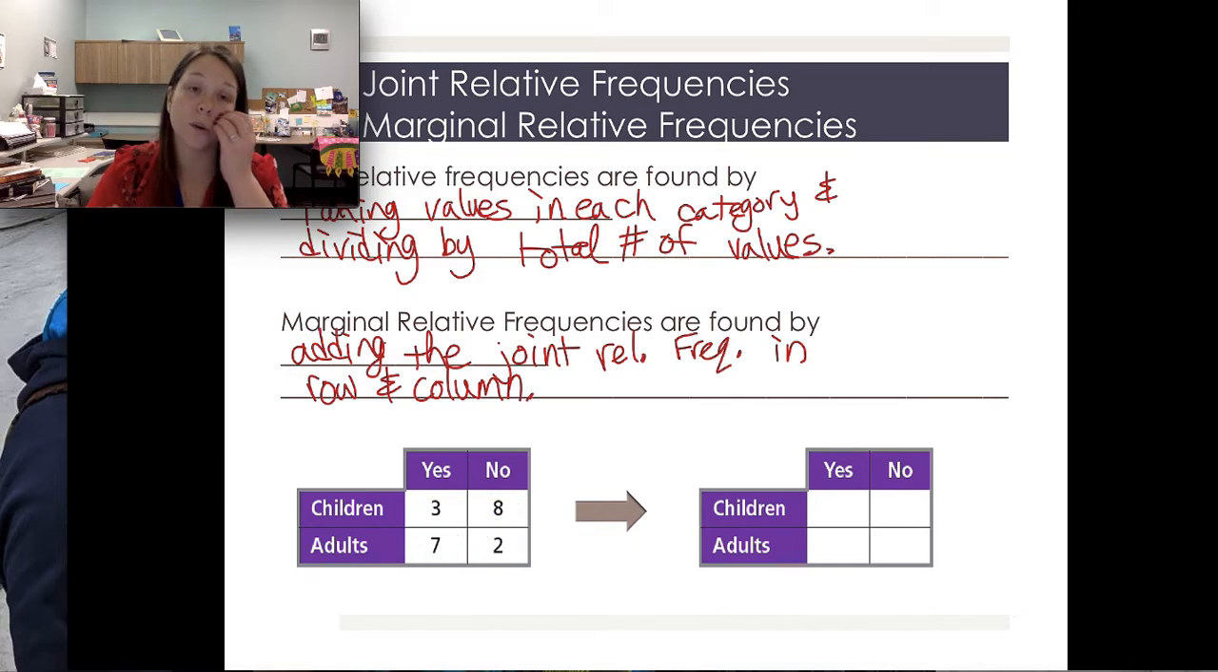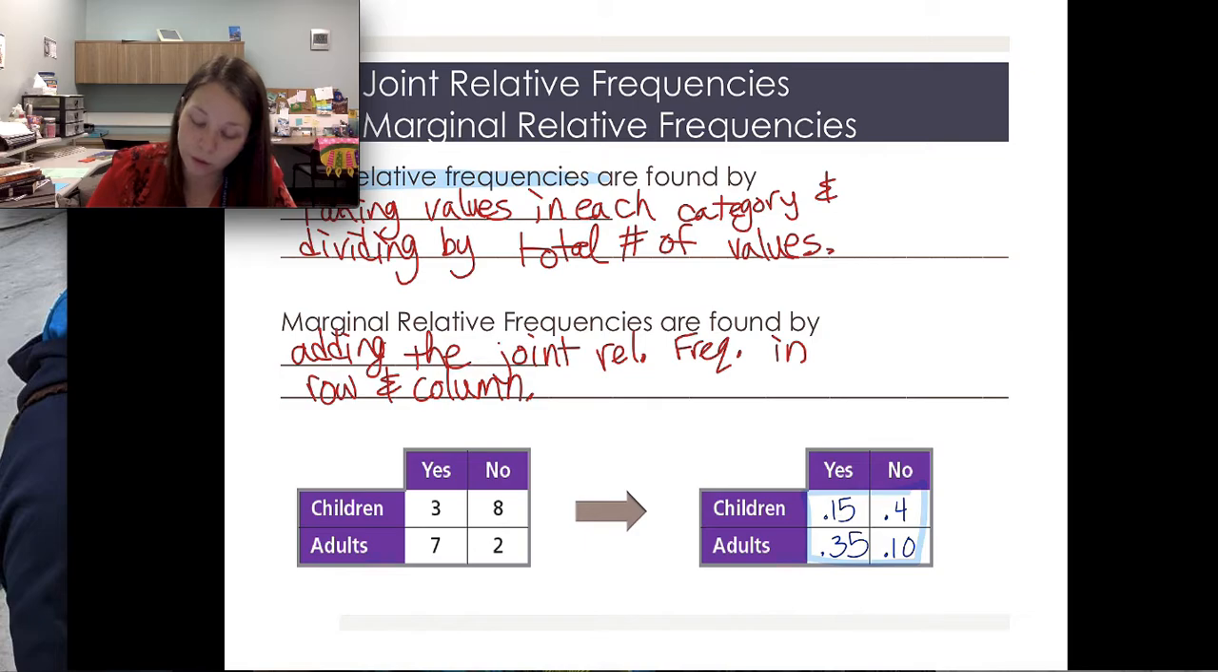So what I'm going to do is take each of these numbers, 3, 8, 7, and 2, and divide them each by 20 and write that proportion or that decimal in the second table. So 3 divided by 20 is 0.15, 8 divided by 20 is 0.4, 2 divided by 20 is 0.10, and 7 divided by 20 is 0.35. So this is the joint relative frequency.